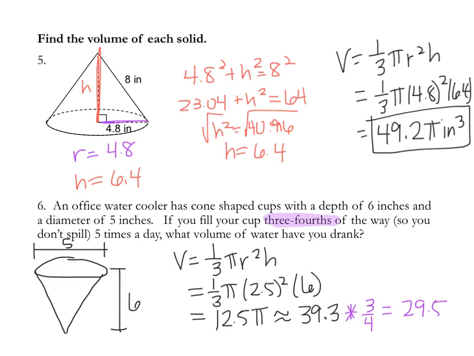And then there's one other piece of information that's important, is it gets filled up 5 times a day. So we need to take that answer and multiply it by 5 to figure out how much volume of water is consumed each day. And you get 147.5. And that's going to be in inches, cubic inches of water.